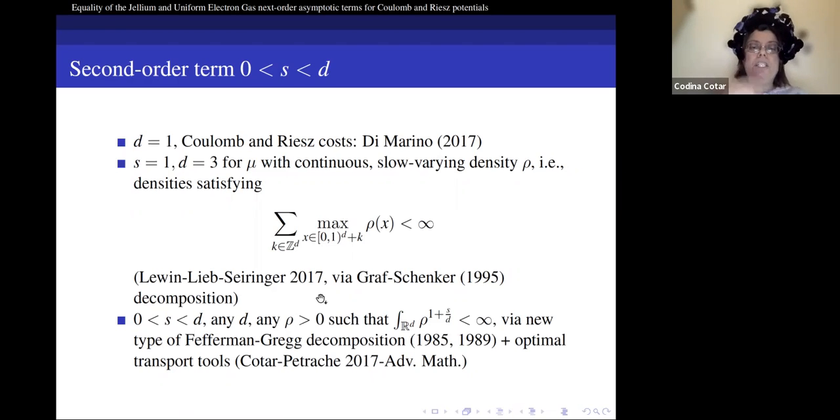Then in the same year, Micha Petrache and myself generalized these results to any s between 0 and d, and any d. And for us, the rho is quite general. And we use something called the Fefferman-Graf decomposition and also optimal transport tools.